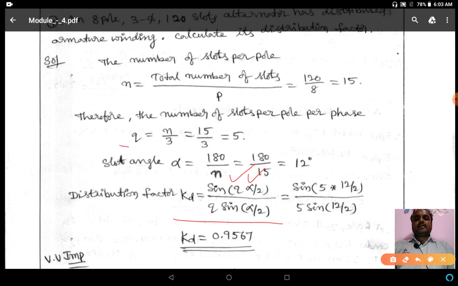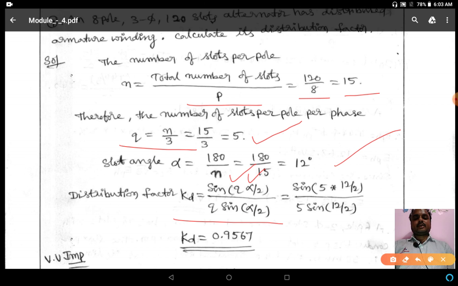So q is equal to n by 3. n is equal to number of slots per pole. Number of slots per pole is equal to 120 by 8 is equal to 15 you will get. So q is equal to n by 3, so q value 15 by 3, that is equal to 5 we will get. Alpha is equal to 180 by n. So one to one link here. So one value you can calculate, other value you can also calculate. So you have to remember all formulas here. 180 by n, 180 by 15, that is equal to 12 degrees.